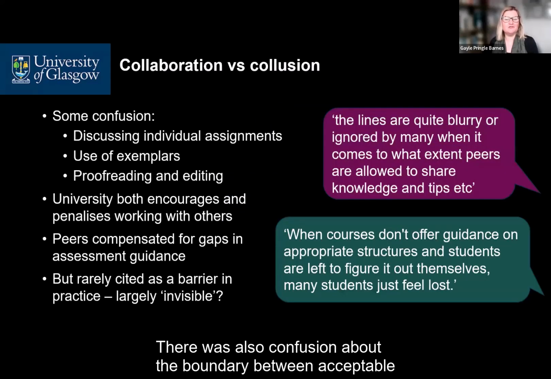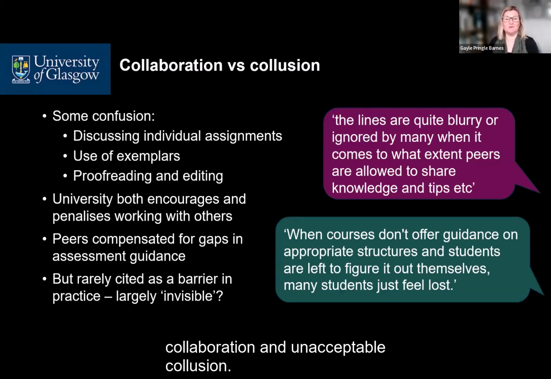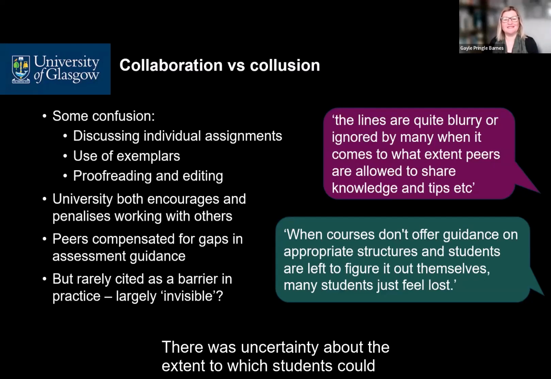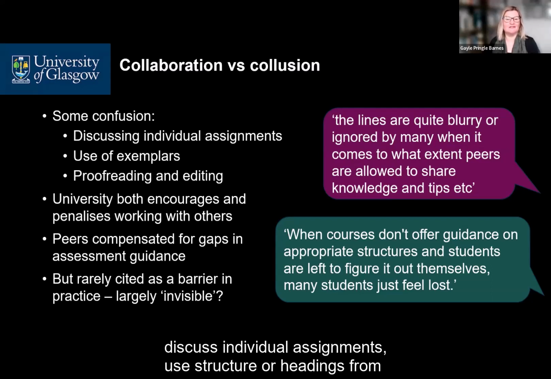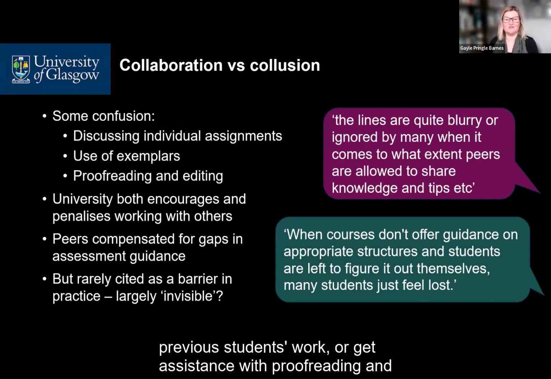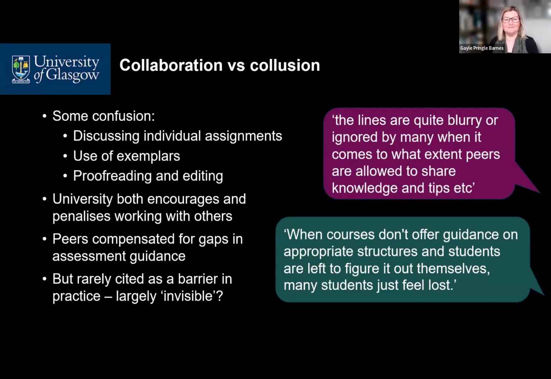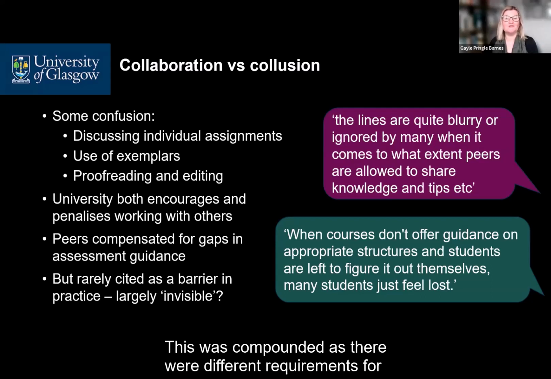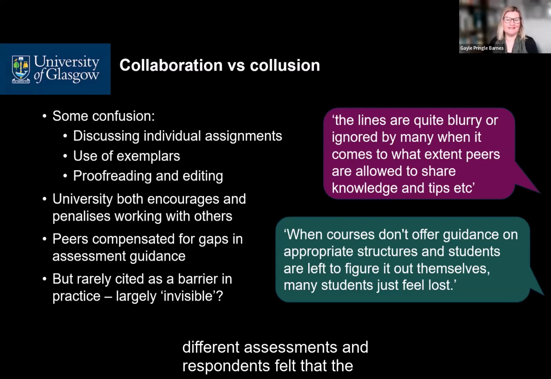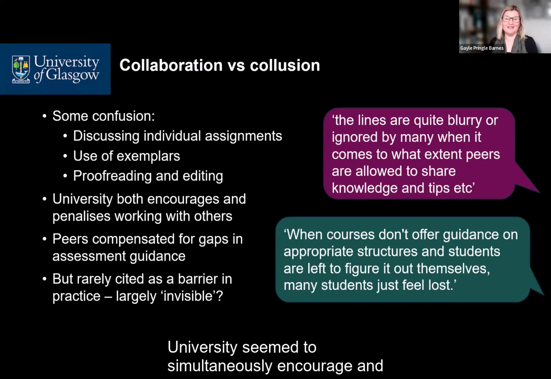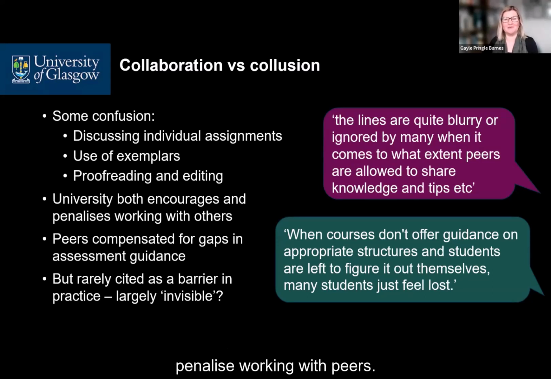There was also confusion about the boundary between acceptable collaboration and unacceptable collusion. There was uncertainty about the extent to which students could discuss individual assignments, use structure or headings from previous students' work, or get assistance with proofreading and editing. This was compounded as there were different requirements for different assessments, and respondents felt that the university seemed to simultaneously encourage and penalise working with peers.